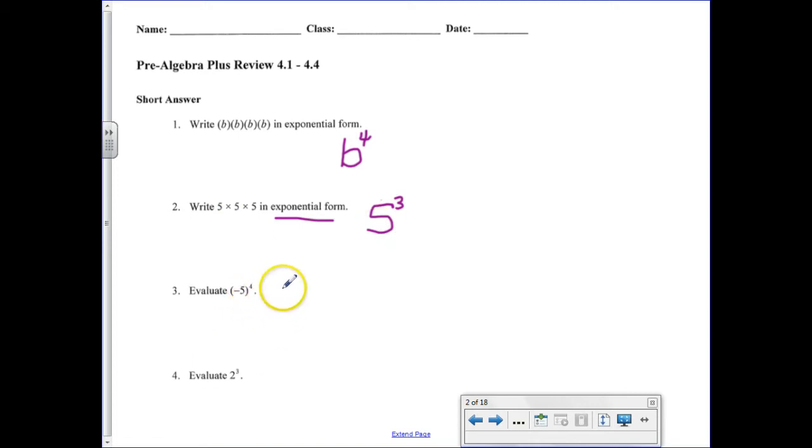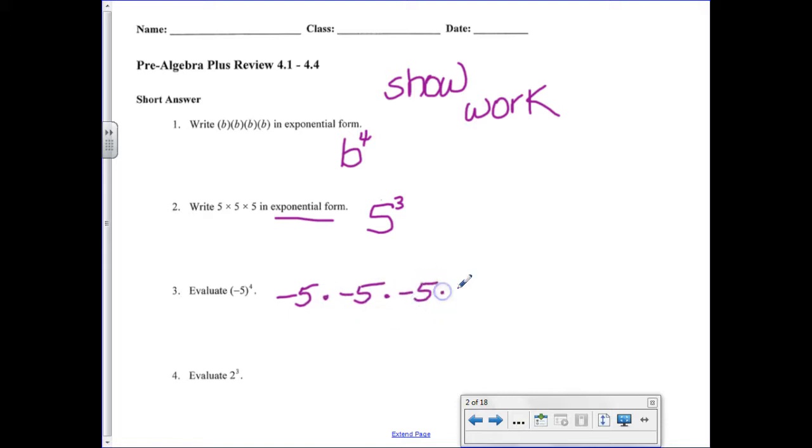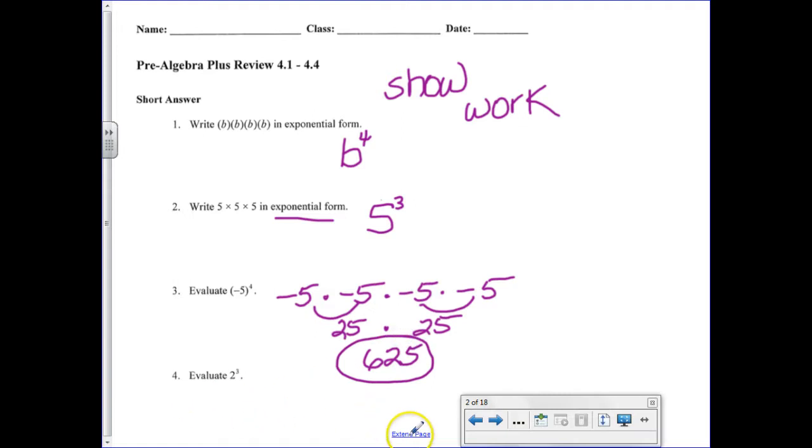On this one, I want you to show me work. So I should have probably put that up here about showing work when necessary. I know that you have a calculator to help you out, but I want you to physically write down what this means. -5 to the fourth power means -5 times -5 times -5 times -5. That gives you positive 25. This gives you a positive 25. And then when you calculate that out, multiply, get the whole product, you get 625.